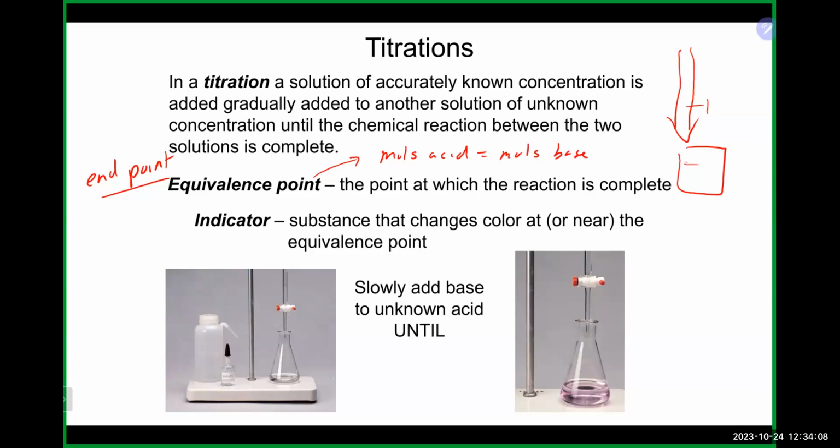So how do we know when we should stop the titration? We should stop the titration when we see a color change, and we use indicators to help us do that. And as we'll talk about with indicators, indicators actually work over a pH range.